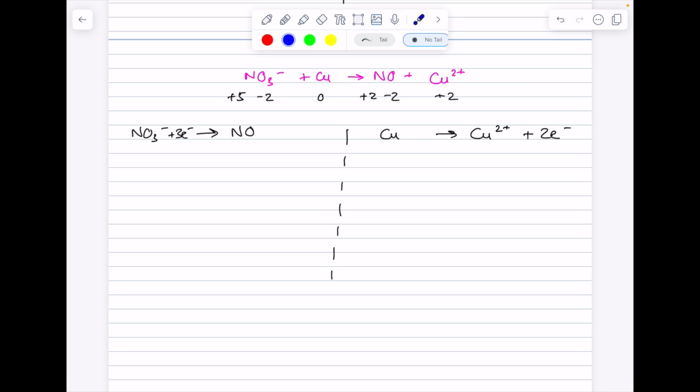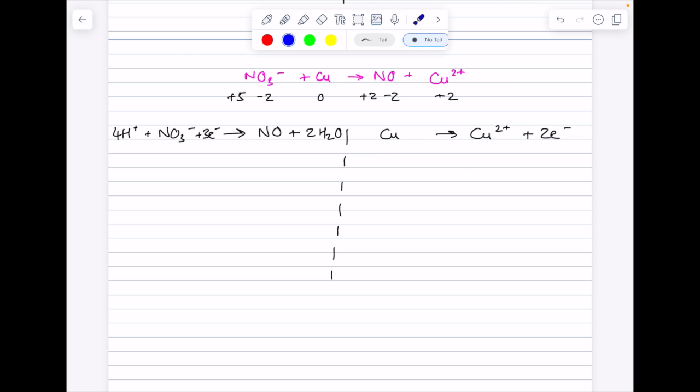Now let's check for oxygens and hydrogens. We have 3 oxygens here, only 1 here. So that means we need to add an additional 2 waters. Through the addition of 2 waters, we now have surplus hydrogens here, which means we need to add 4 H+ ions over here. And then handily on this oxidation side, everything is chill.